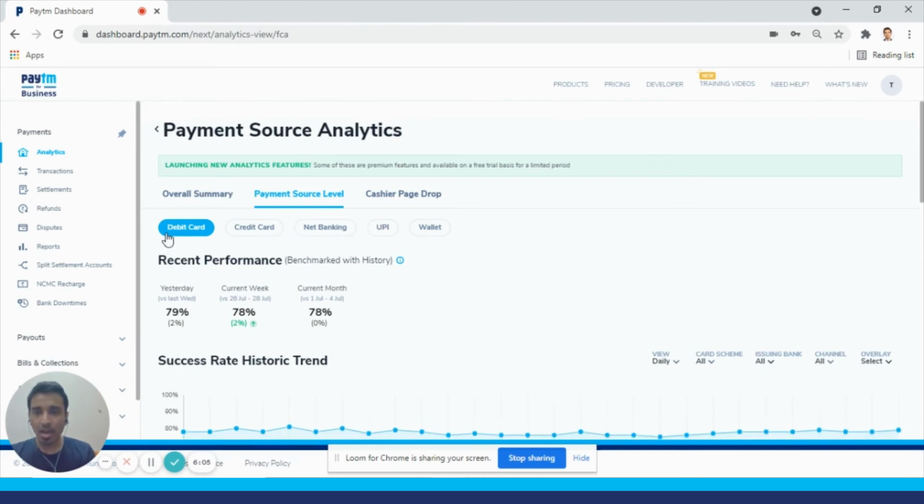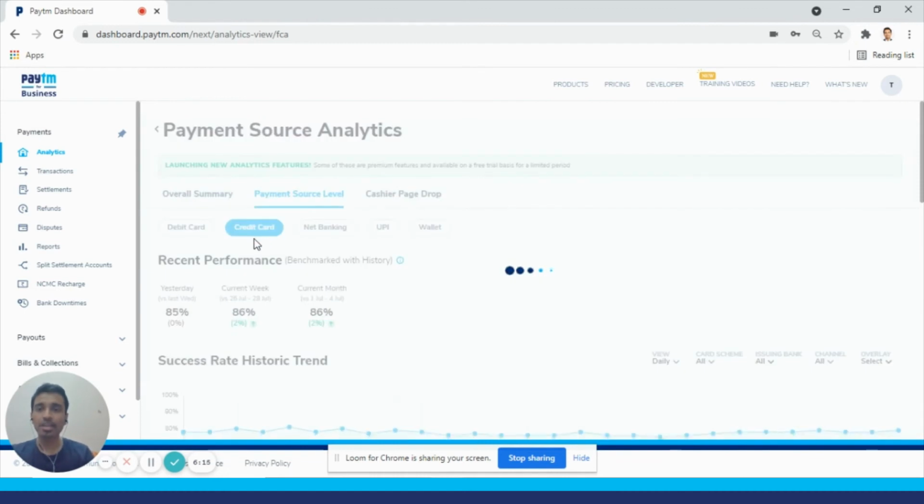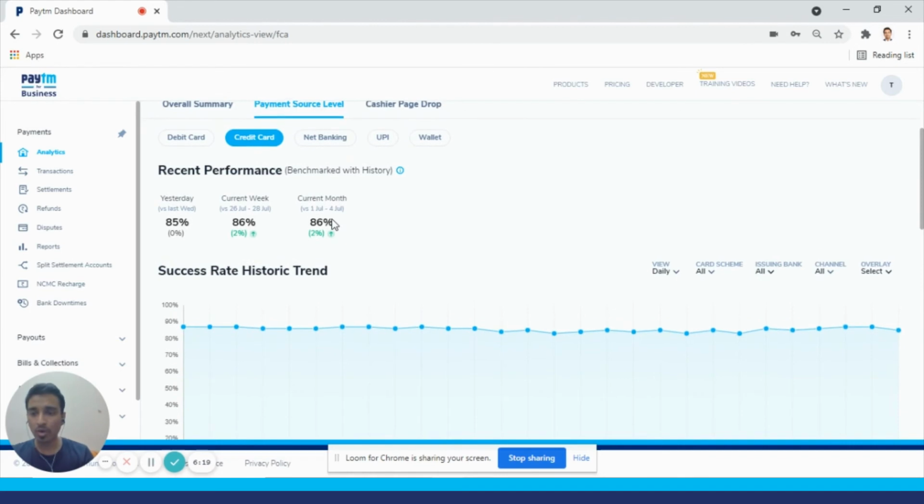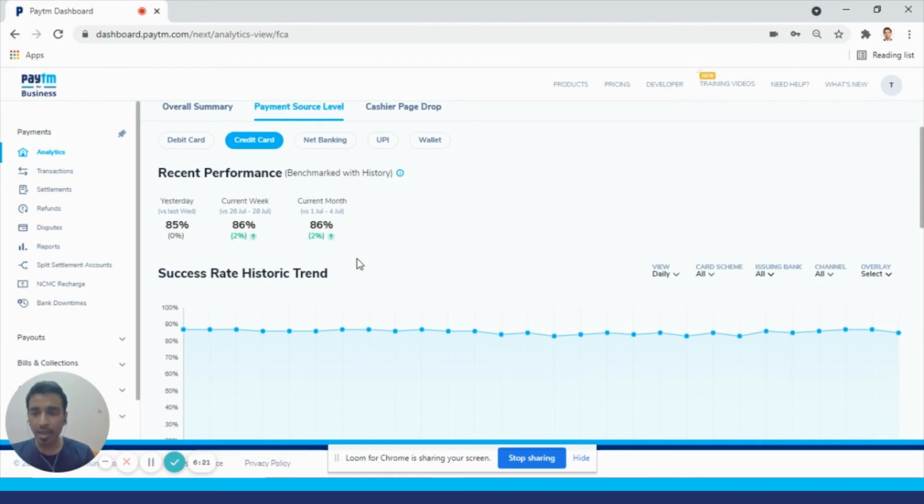As you can see, all the payment sources have been listed here. Now let's say credit card is of importance to a merchant and he wants to see how his credit card transactions specifically are performing. Then he can click on the credit card tab. And as you can see, all the metrics that we talked about in the overall summary will be present here as well, but these transactions will be specific only to credit card.